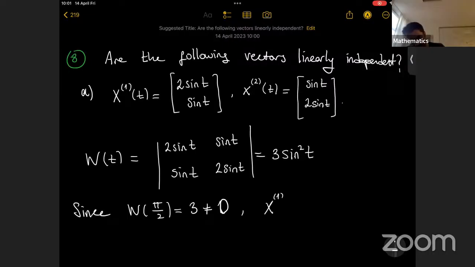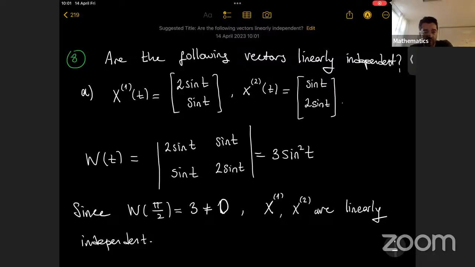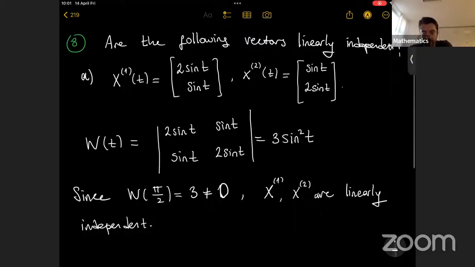X1, X2 are linearly independent, okay? Right, we did this in class. If the Wronskian is non-zero at some point in the domain, then you have linearly independent vectors. Is that clear?